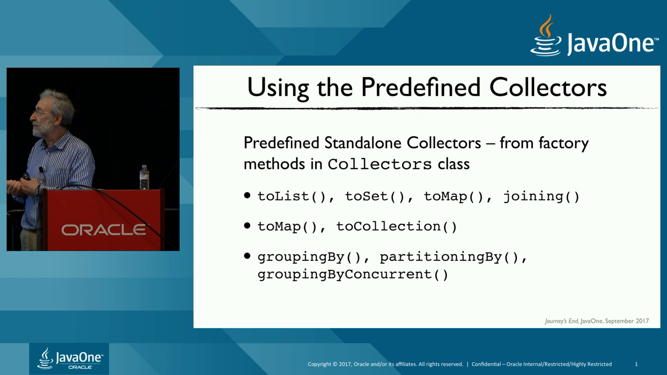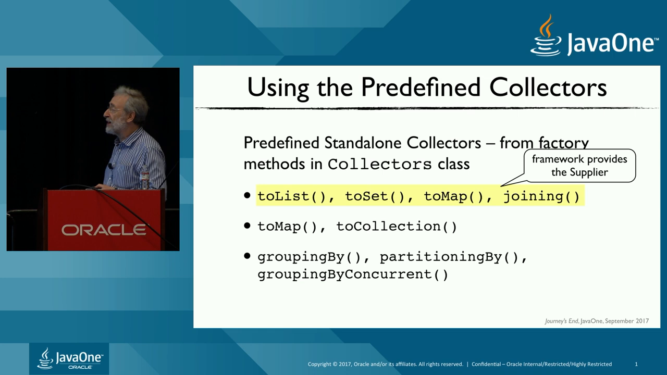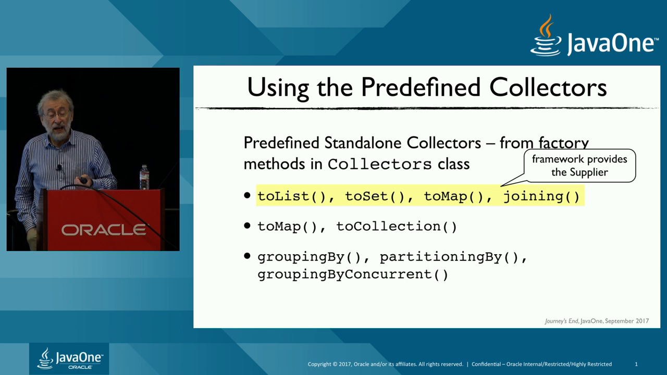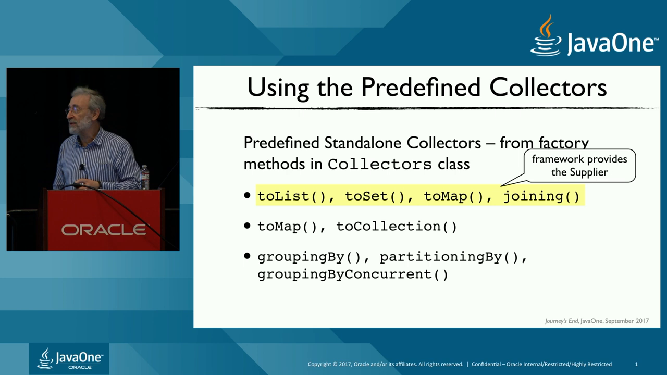The top line are the ones where the framework provides the supplier. In the case of toList, it will collect into an ArrayList. It's not guaranteed that it always will, it's no part of the specification, but that's what it does. And a HashSet and a HashMap. Again, not defined.